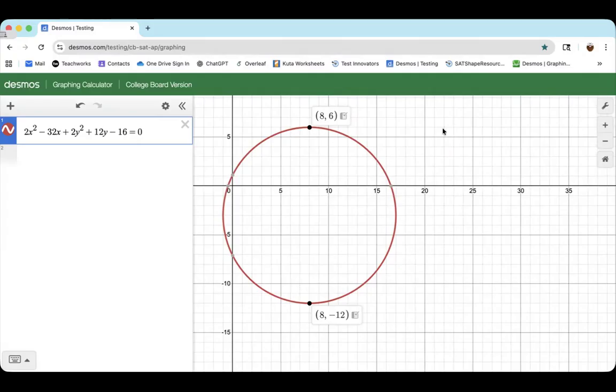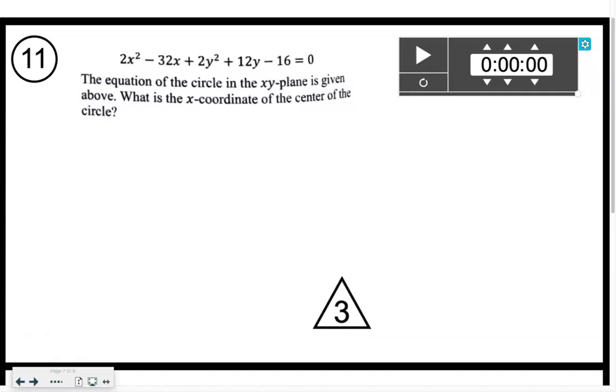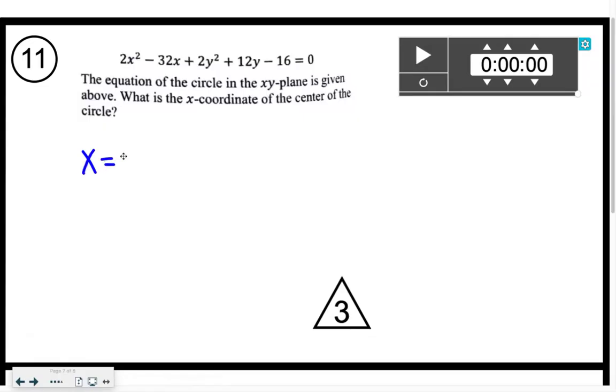That's why I chose to not use the other way and to just use Desmos. So I hop back here and I realize that all it was asking for was the x coordinate of the center. Knowing that I can get it just that easily is why I think Desmos is a solid way.